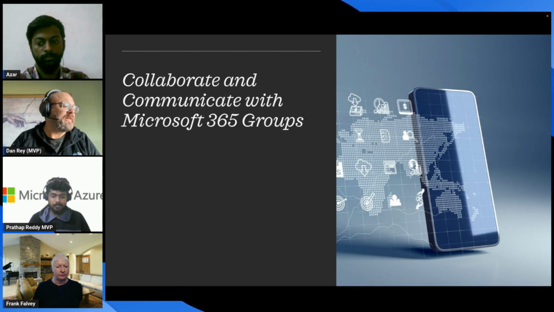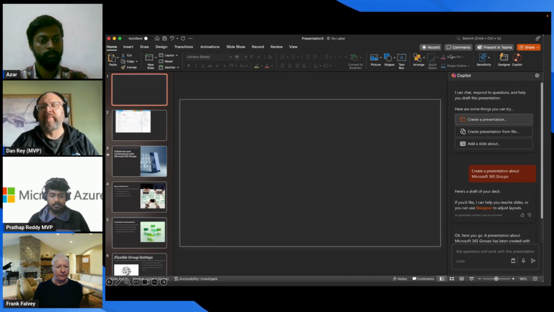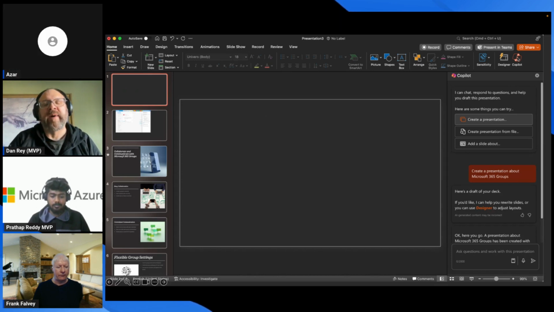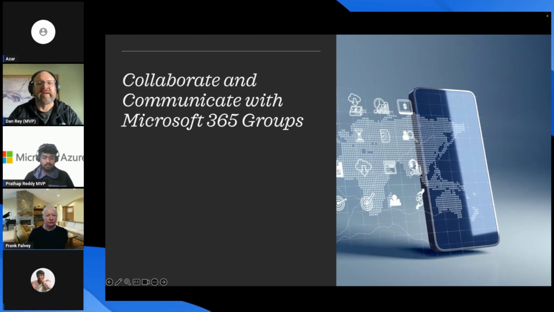If we take a look at the prompt that I used in Microsoft's Copilot to create a Microsoft 365 groups presentation, I came into my Copilot pane on the far right of PowerPoint and I said, create a presentation about Microsoft 365 groups. And Copilot was kind enough to complete that task with Collaborate and Communicate with Microsoft 365 groups. However, this is a great title. My session was called something different.